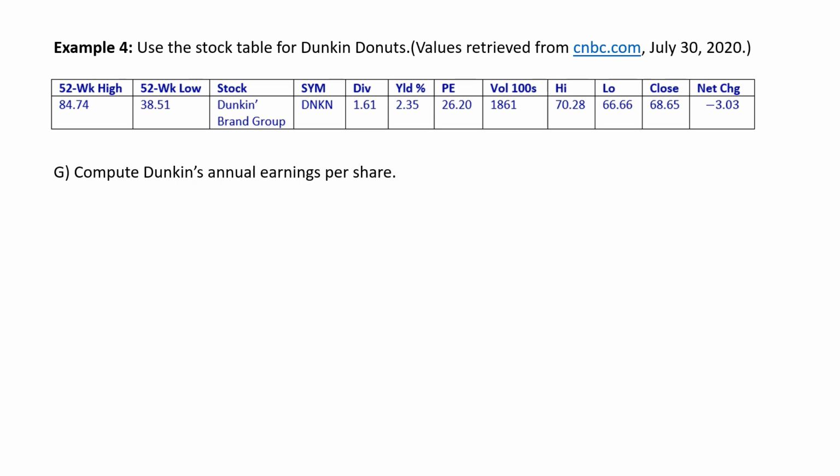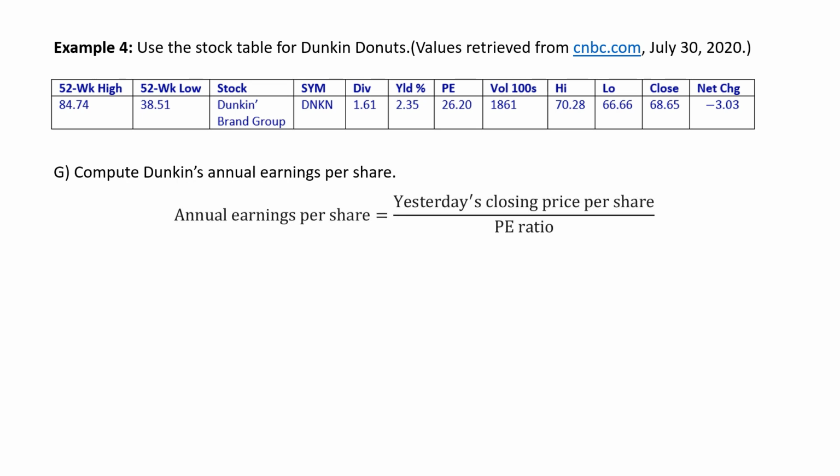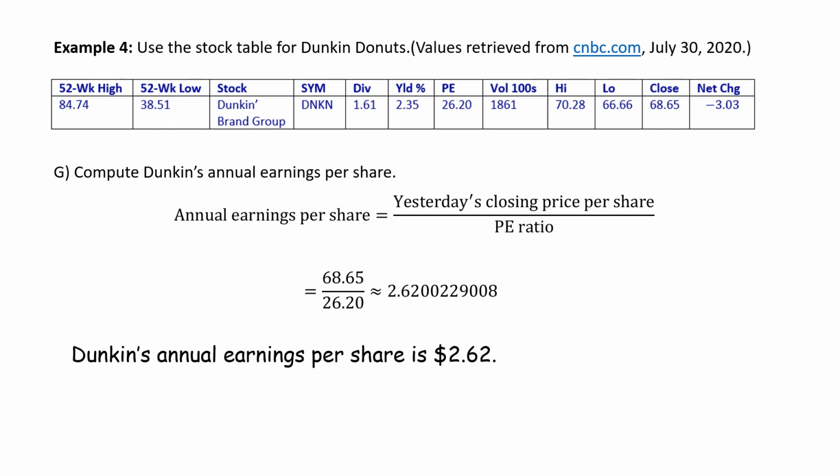And G, compute Dunkin's annual earnings per share. The formula for computing the annual earnings per share is equal to yesterday's closing price per share divided by the P/E ratio. So let's locate those numbers. Yesterday's closing price, $68.65, divided by the P/E ratio, 26.20. That's approximately 2.6200229008. So Dunkin's annual earnings per share is $2.62.